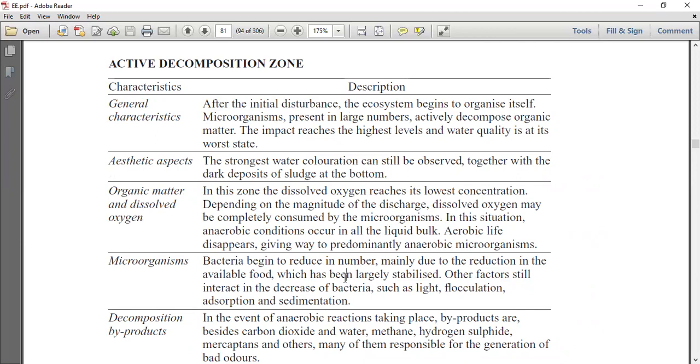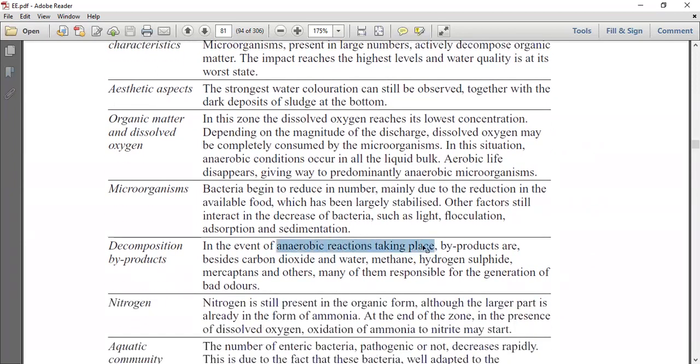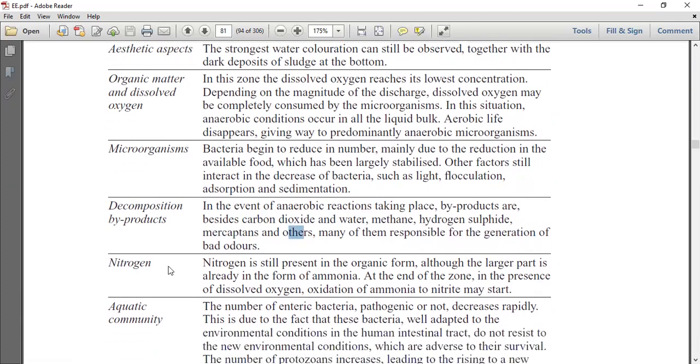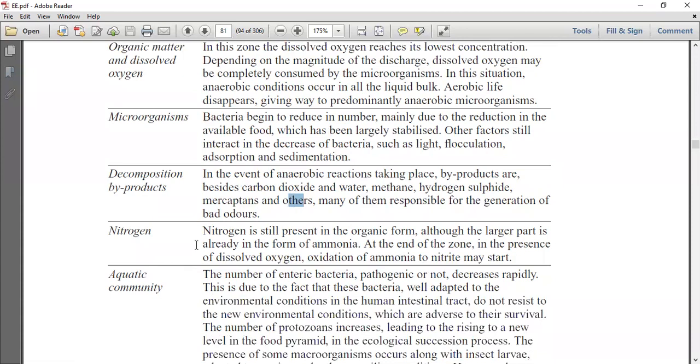Decomposition byproducts: in the event of anaerobic reactions taking place, the byproducts, besides carbon dioxide and water, are methane, hydrogen sulfide, mercaptans and others, many of them responsible for the generation of odor. Nitrogen is still present in the organic form, although the larger part is already in the form of ammonia. At the end of the zone, in the presence of dissolved oxygen, oxidation of ammonia to nitrate may start.